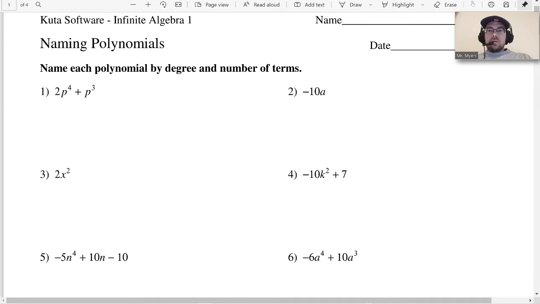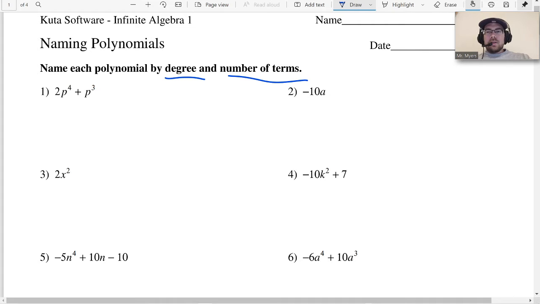And there's gonna be two things. There's degree, and then number of terms. So the degree is gonna be like a fancy word, right? If it's one term, it's a monomial. Mono is one, like mono y mono. And then bi, like bicycle, two terms. Tri, like tricycle, three terms, and so on. So let's look at number one.